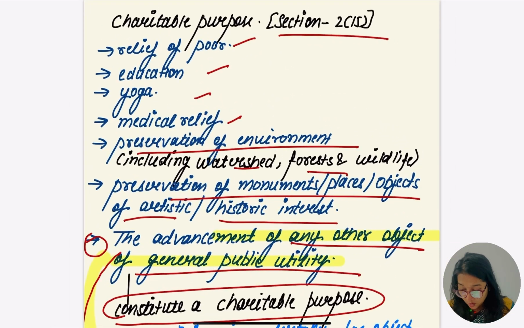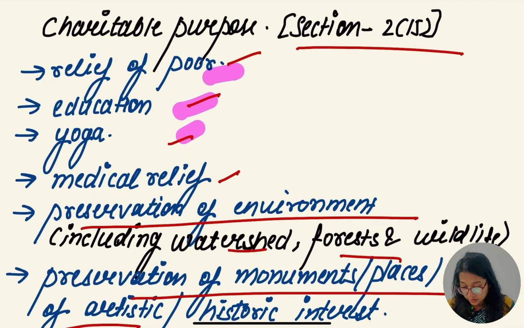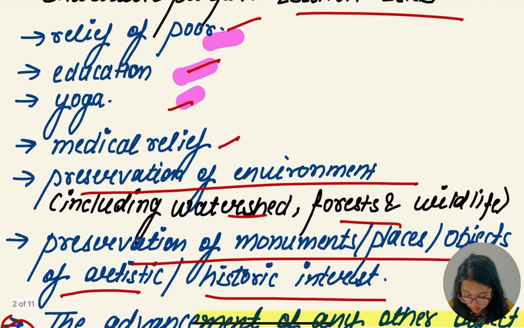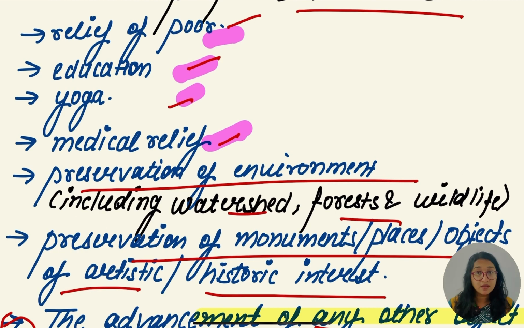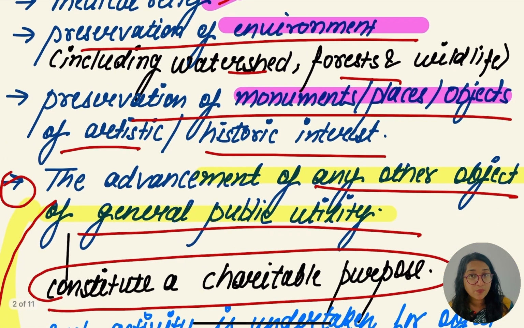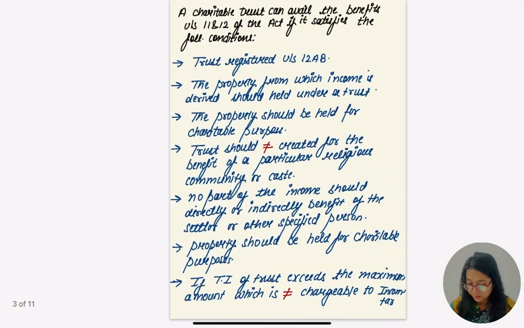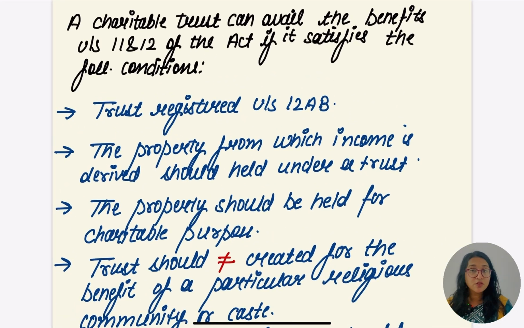So let me read all of the points. First of all, if it is done for relief of the poor, or for education and yoga. Yoga was earlier not covered in this; later on, amendments were made and yoga was included in charitable purpose. Or medical relief, or preservation of the environment, or of monuments, places and objects. And the last point is about the advancement of any other object of general public utility. So that was about what the purposes of a charitable institution are. Hope this was clear.